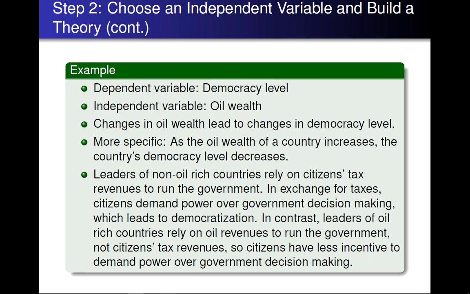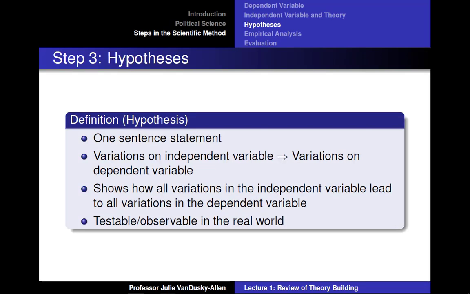So citizens have less incentive to demand power over government decision making. Of course, this argument is quite short and should be expanded on to explain how oil wealth influences democracy level in more detail. The third step in the scientific process is deriving a hypothesis from your theory.